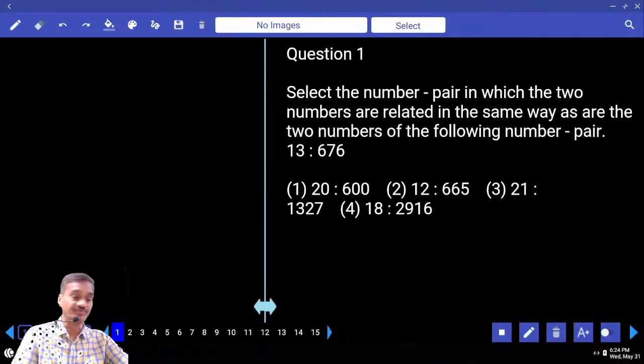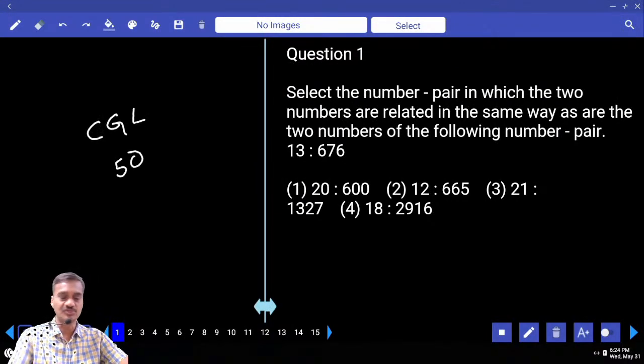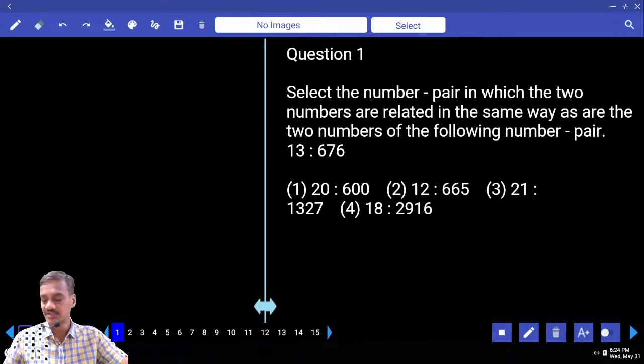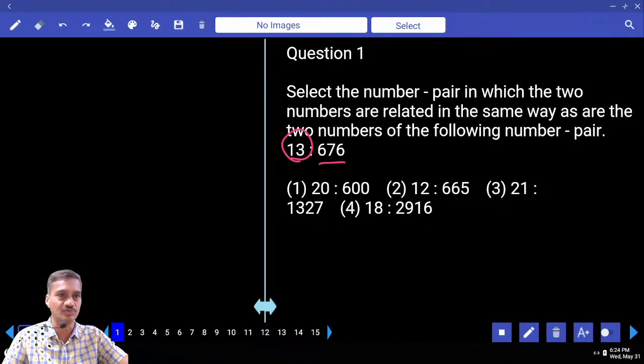Now CGL Tier 1 paper number 50. In question number 1, 13, 676. Now 676 can be written as 26 square. How do you get 26 with the help of 13 into 2? Then in the same way, 20 into 2, 40.